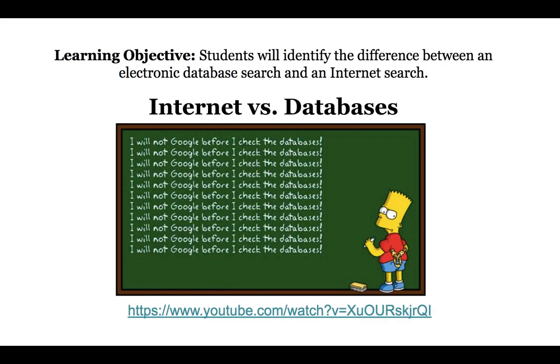So we're going to look a little bit more into the difference between doing an electronic database search and going to the internet. Certainly, doing research online and going to the internet is another great place to find some good research stuff. But starting with the databases is a terrific place to begin. And I hope that in watching this next video and talking through a few of the differences, that might convince you as well.